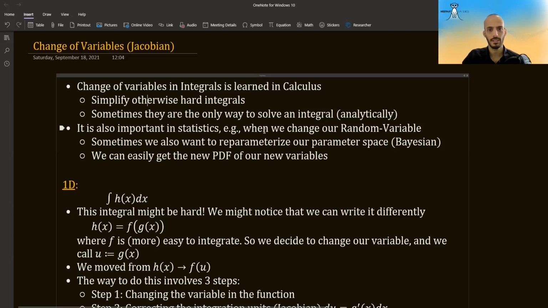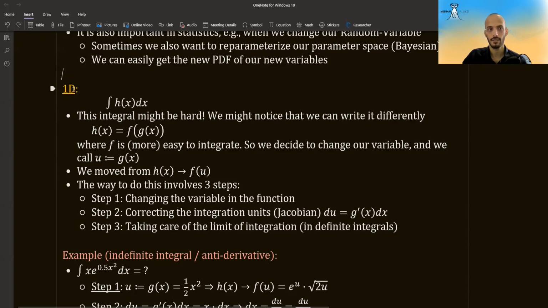It is also important in statistics, for example, when you change random variables into a transformation of random variables, or in Bayesian inference when you reparameterize your parameter space, and it easily gets you the new PDF of your new variables. So what is the problem? Let's look at the 1D case.